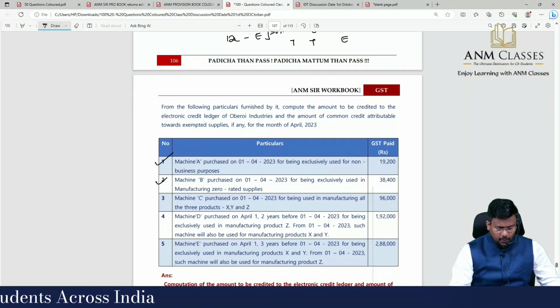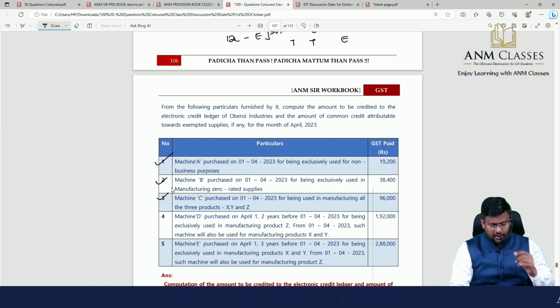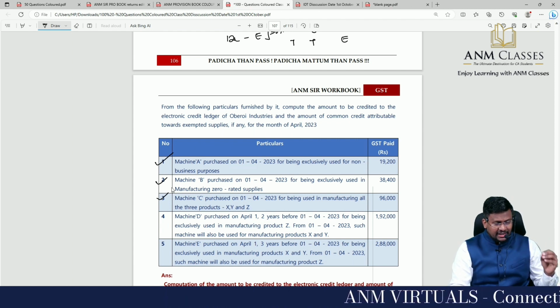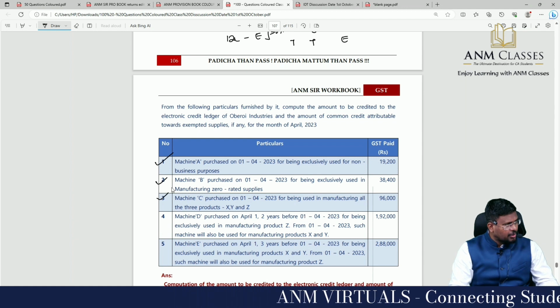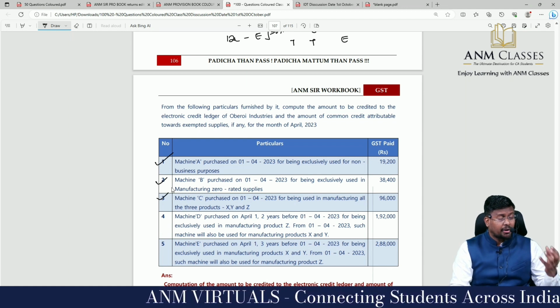I am coming to the third one, machine C, purchased on 1/4/2023 for being used in manufacturing all the three products X, Y and Z. In that, X and Y are taxable products and Z is an exempted product. This is called common capital goods.